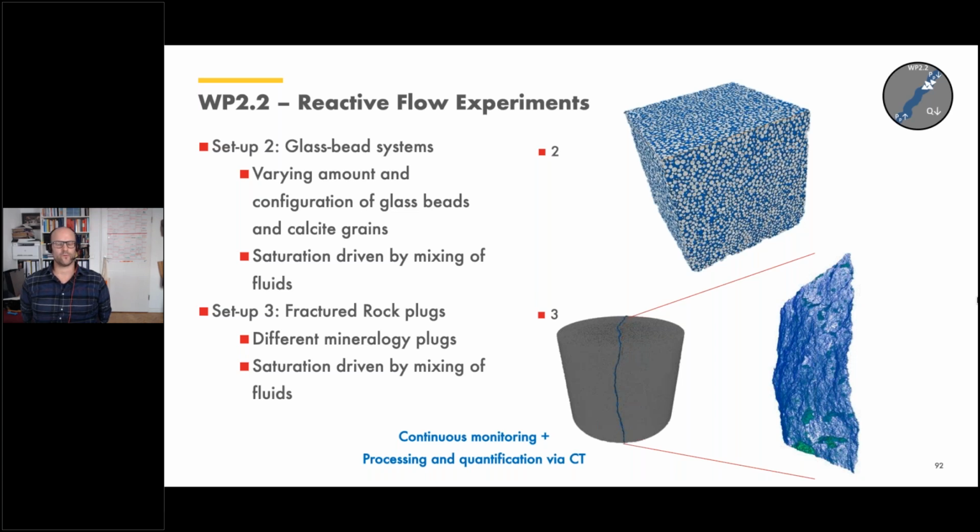And then we used naturally fractured rocks, the same ones that we tested in this other sub-work package, to see calcium carbonate precipitation within the fracture and as a function of the carbonate content of the rock. Next slide, please.